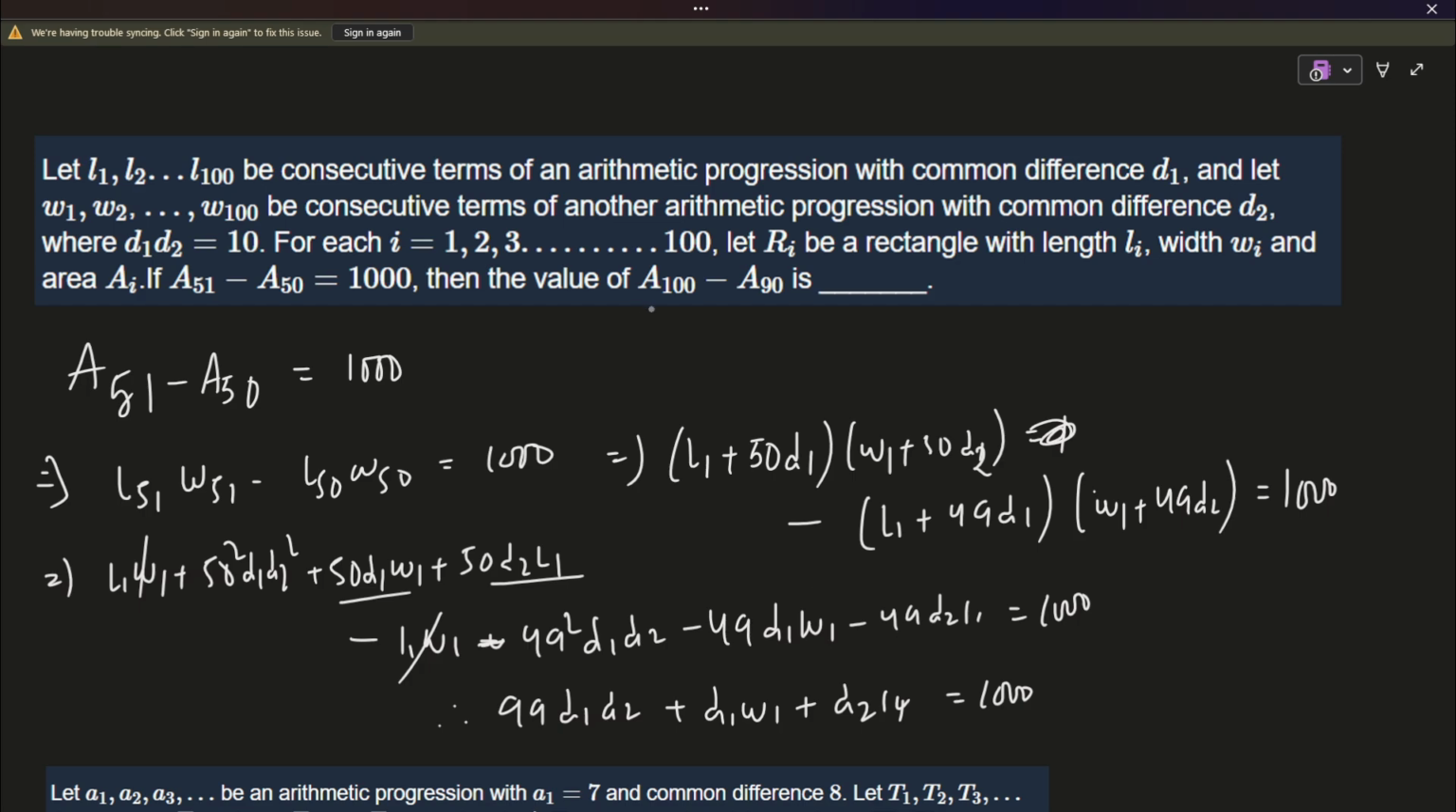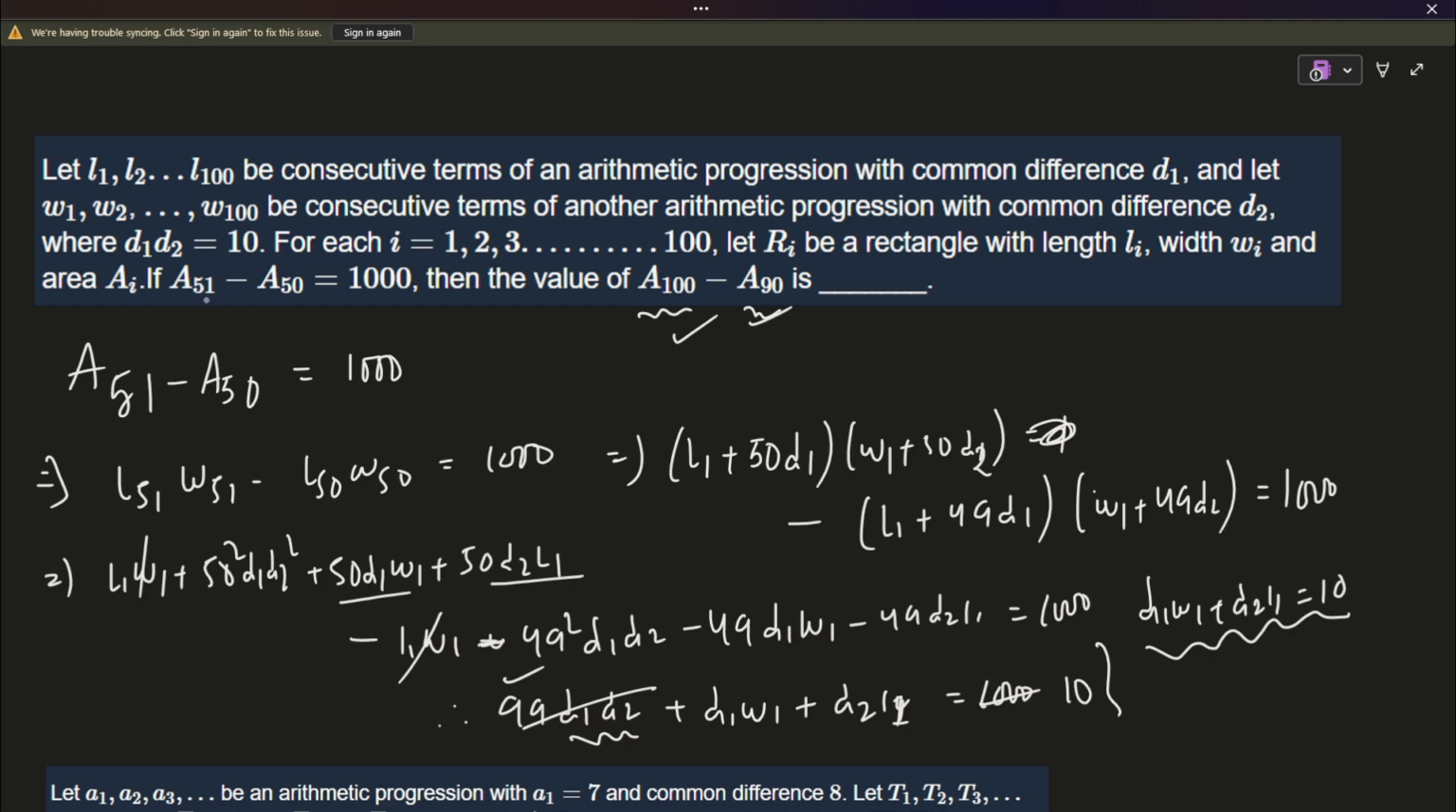Okay. Now, when you put in the value for A100 and A90, things are going to be somewhat the same. This expression, which you have just found, is going to be helpful because d1 d2 you already know is 10, correct? And since you know the value of d1 d2, this becomes 990. This cancels off with this to become 10, which means you simply have d1 W1 plus d2 L1 equals 10. Again, d1 d2 is also 10. Use that fact as well. And when you substitute this, you will again get a similar expression of this type, right? Just with a 10 common.